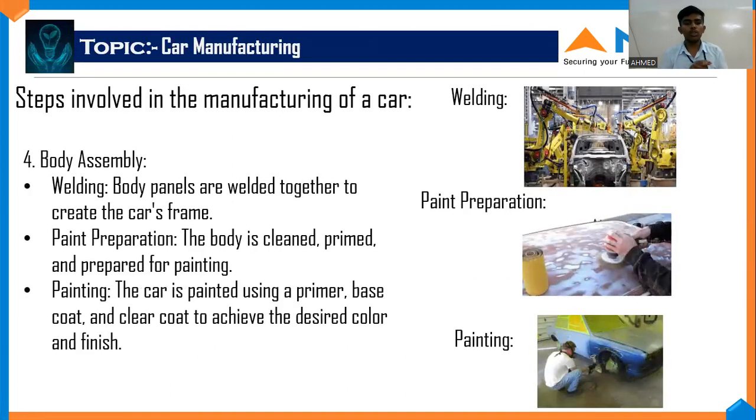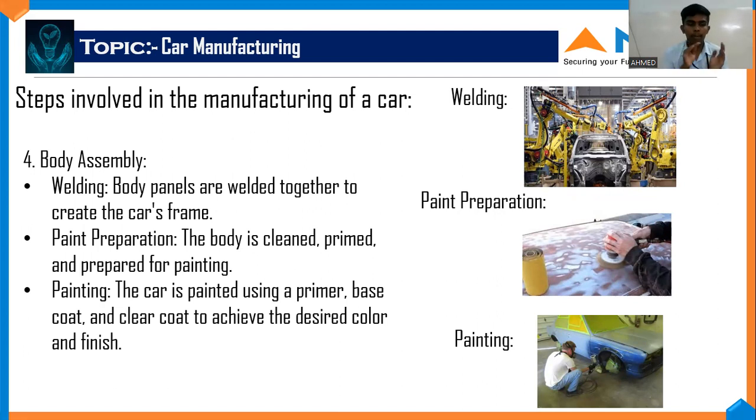Fourth step we are going to is the main body part assembly. In this assembly, after the stamping is finished by the stamping station, it will move on. The body parts will all move on to the assembly area, where they will be assembled together, welded, screwed together.